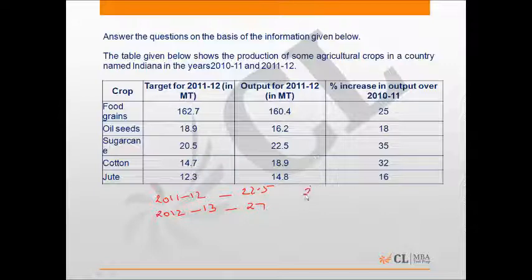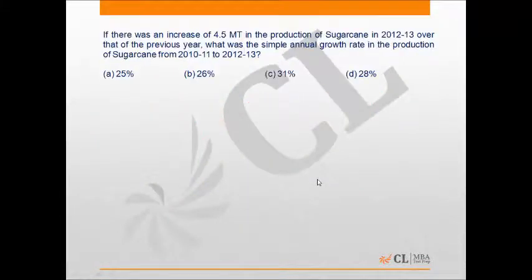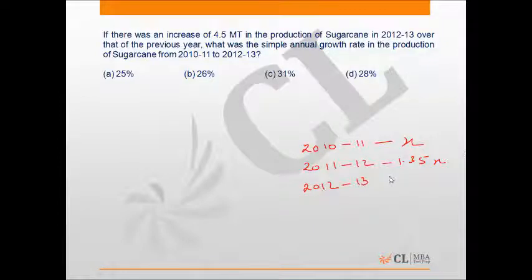And 2010-11, I don't know, but I know that there is an increase of 35%. Let's do it some other way. The other way is that I know that there is a 35% increase. So what I'll do, I'll assume in 2010-11 the production was X million ton. So in 2011-12 it should be 1.35x. It got increased by 35%. And I know that 4.5 is 20% of 22.5, which is the increase in 2012-13. So I can say that it increased by 20% in 2012-13.